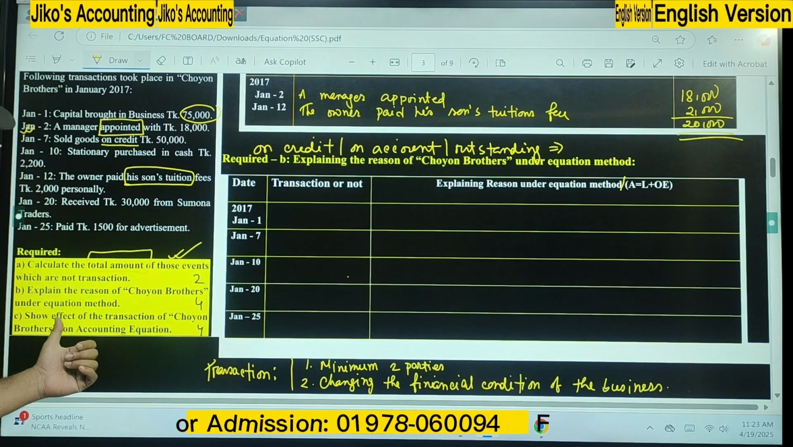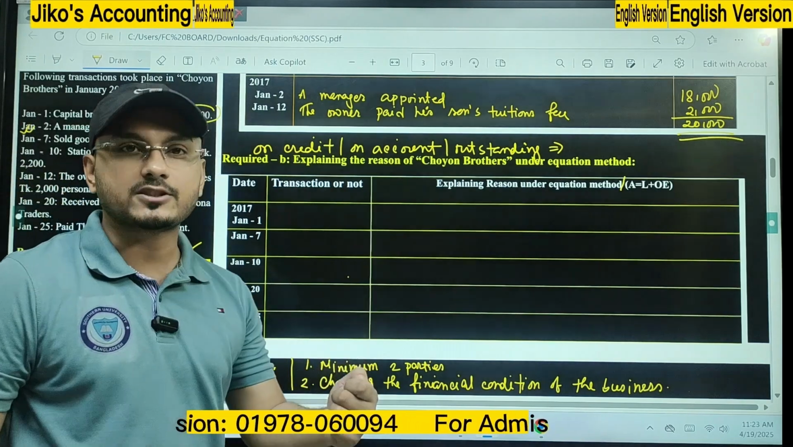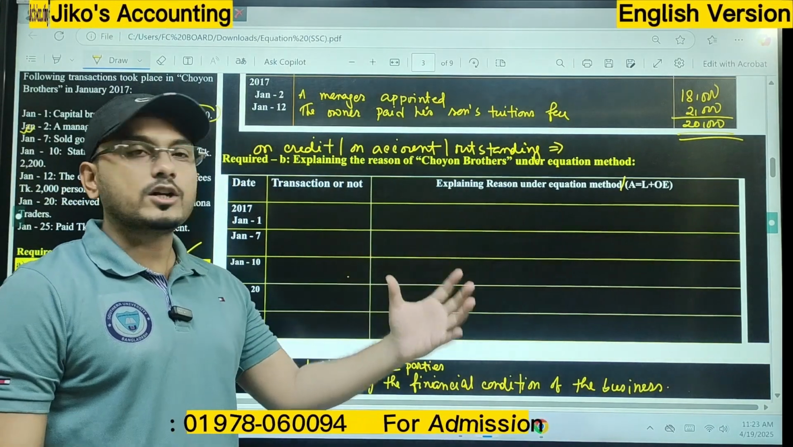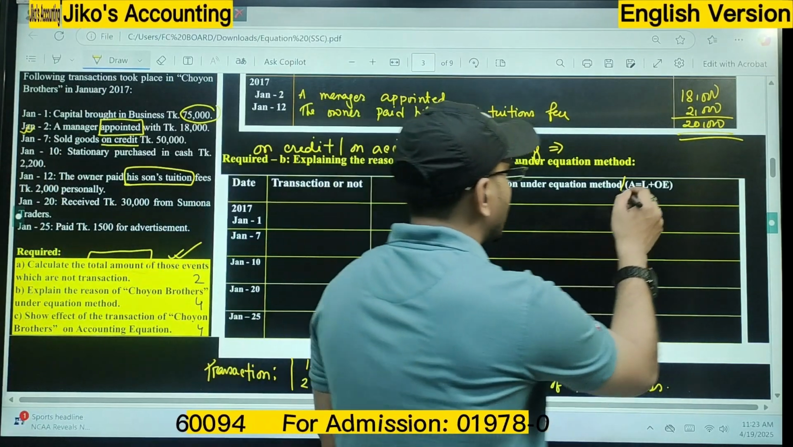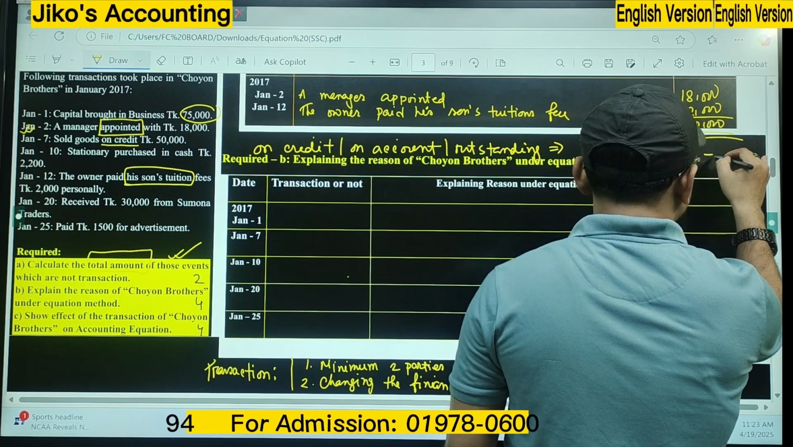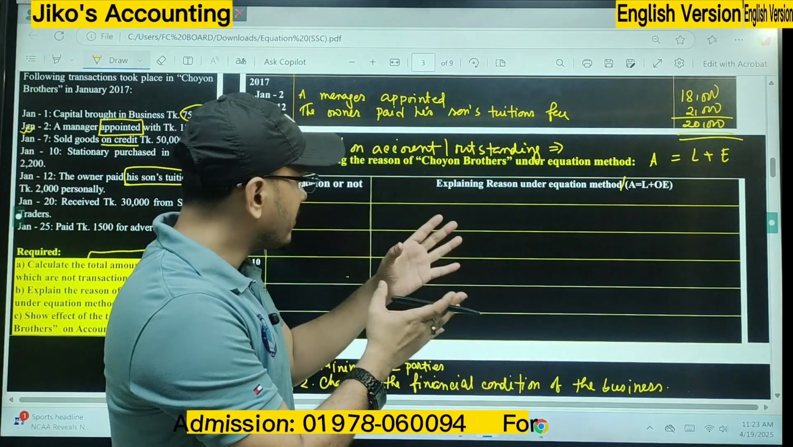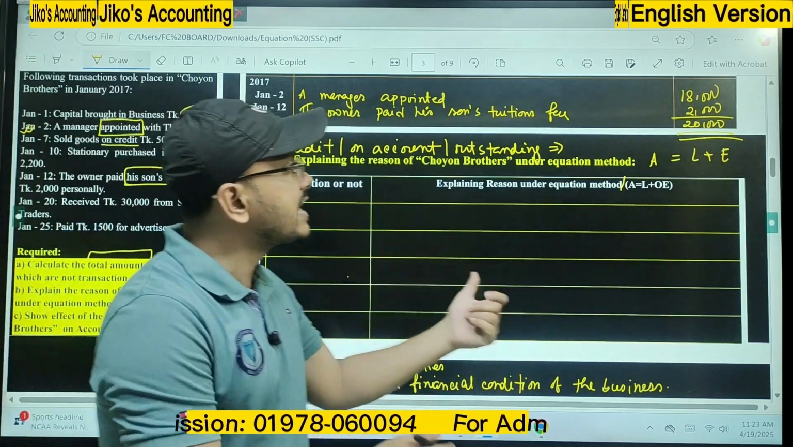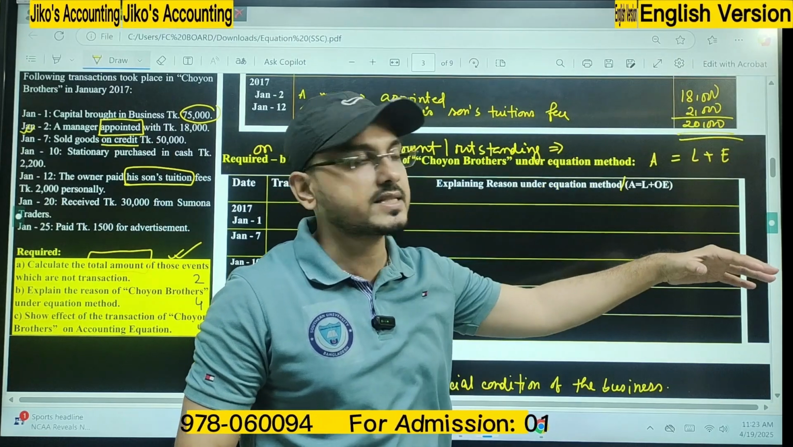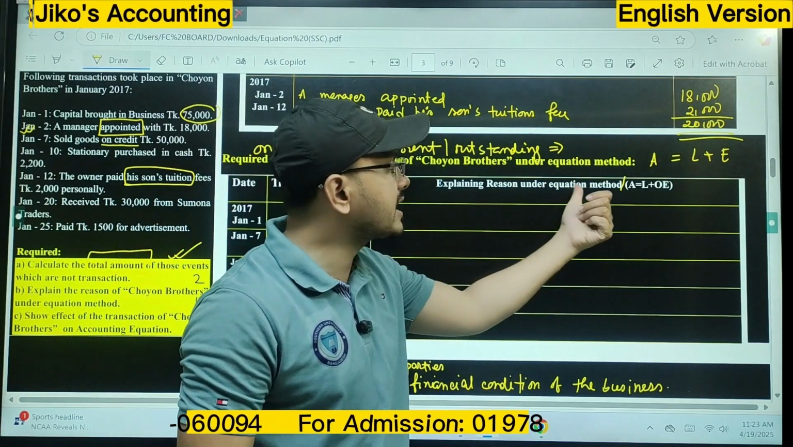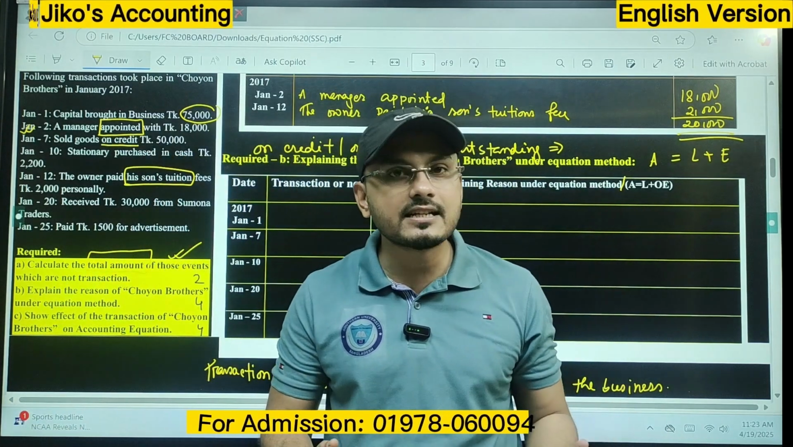Now we have to solve our requirement number 2. What we have been told: explain the reason of Choyan brothers under the equation method. Is it clear, sir? What do you mean by equation method? You can see here A equals L plus E or OE, both are similar. That's the equation. We have to show here the changes of this equation. Asset increased or decreased. Liability and equity increased or decreased. That's what we have been told, explaining the reason under the equation method. But before that, we have to identify whether it is a transaction or not.